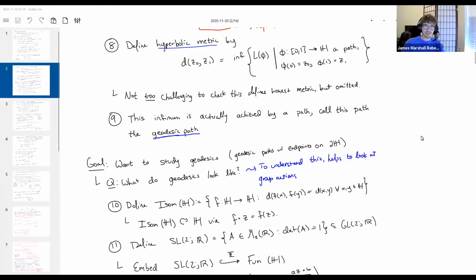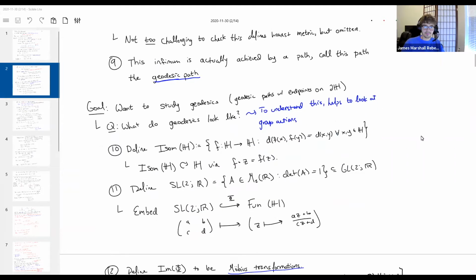Our goal is to study geodesics, in particular geodesic paths with endpoints on the boundary. These are called geodesic curves. The question is, what do geodesics look like in the first place? This is the basis of everything, and it helps to understand this in terms of group actions. So we're going to look at the isometry group acting on the hyperbolic plane, in the obvious way of evaluation at points.